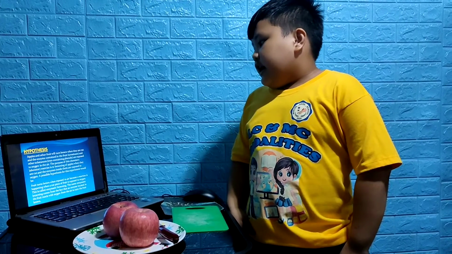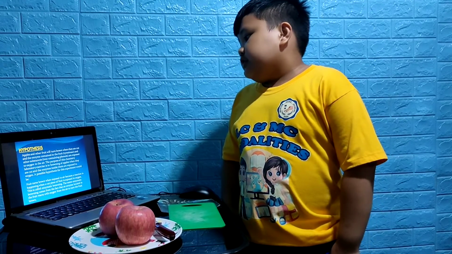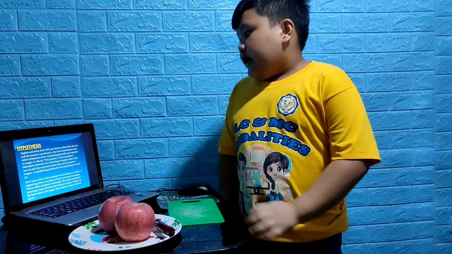Apples and other fruit will turn brown when they are cut, and the enzyme contained in the fruit, tyrosinase, and other substances, iron-containing phenols, are exposed to oxygen in the air. The purpose of this chemistry laboratory exercise is to observe the browning of an apple when it is cut, and the enzymes inside are exposed to oxygen.